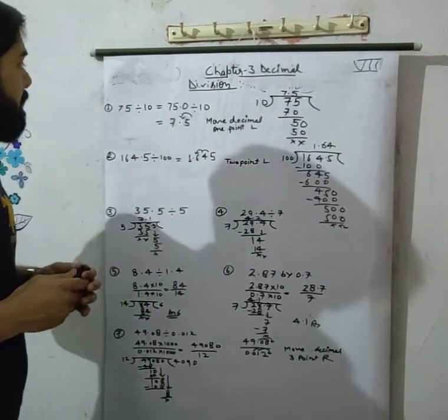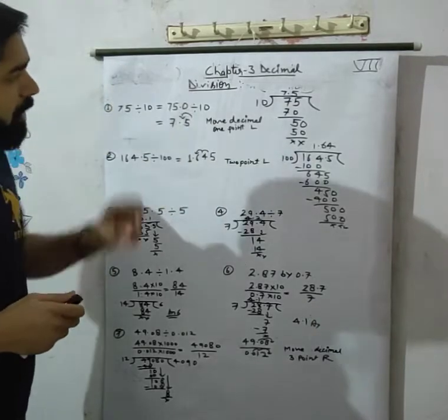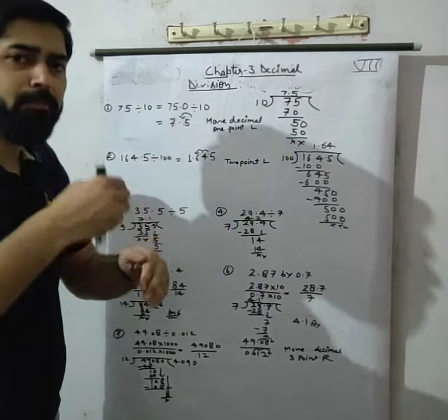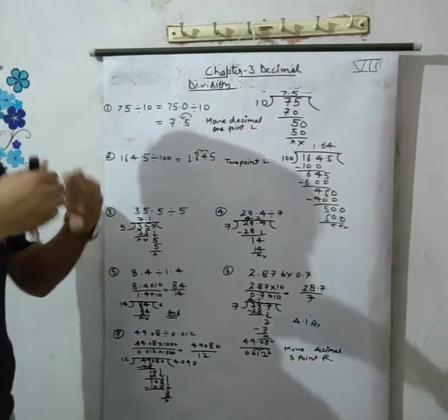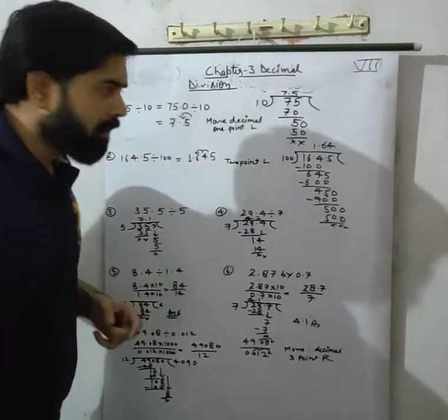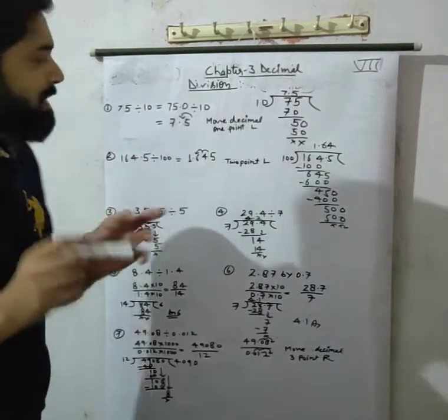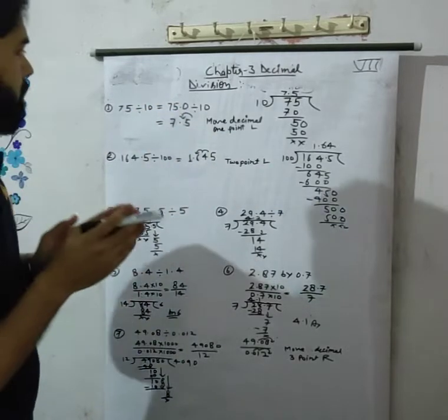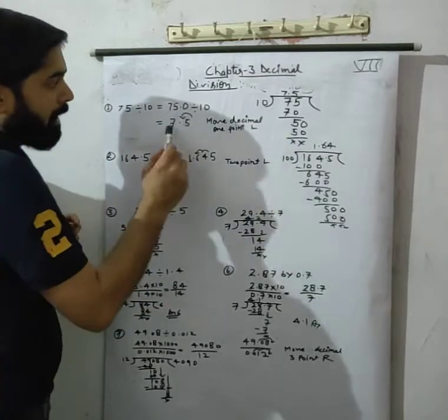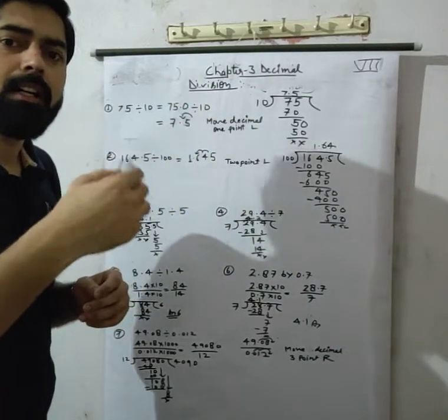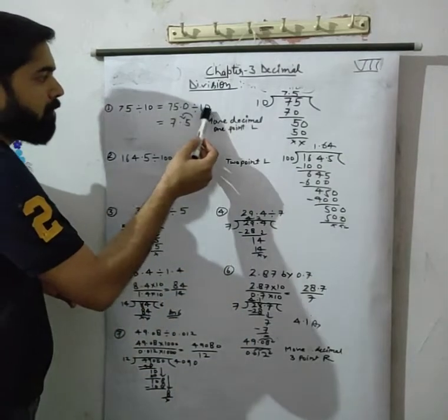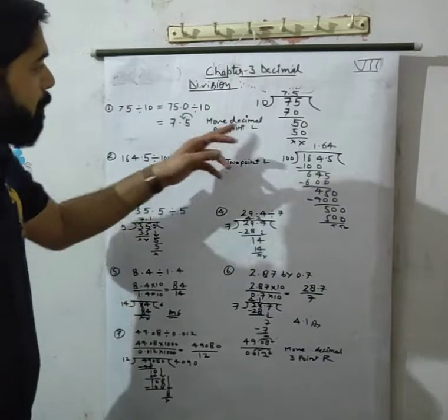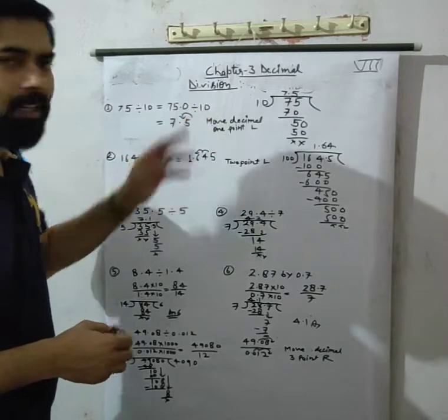So the first question, what is given? 75 divided by 10. This question you can solve by two methods. According to the zeros, we move the decimal to the left side. Look here, how many zeros in 10? One. You can write 75 as 75.0 because this is decimal division, so you can use the decimal in the dividend. This is the dividend and this is the divisor. Then according to the zeros we move the decimal to the left. When you move the decimal one place left, we get 7.5.